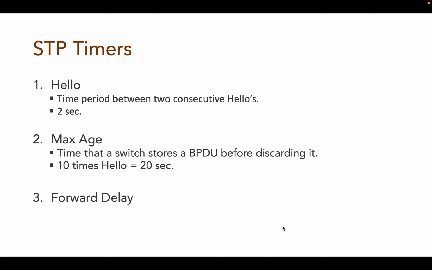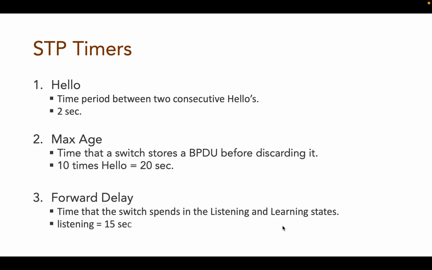Then we have the forward delay timer. Forward delay is the time that the switch spends in the listening and learning states when it transitions from blocking state to forwarding state. A port stays in an interim listening state and then an interim learning state for the number of seconds defined by the forward delay timer. That is 15 seconds in the listening state and 15 seconds in the learning state.